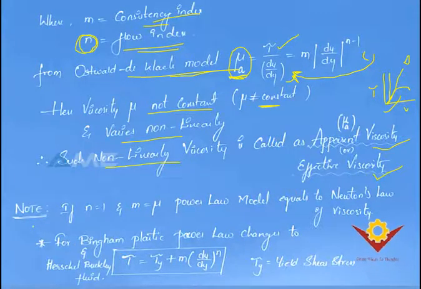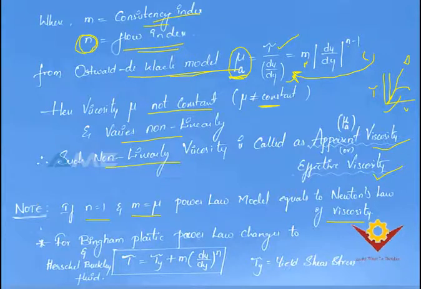And if n equals 1 and m equals mu, the power law model equals Newton's law of viscosity. In this formula, if you keep m as mu and n equals 1, then the total formula will change to Newton's law of viscosity.